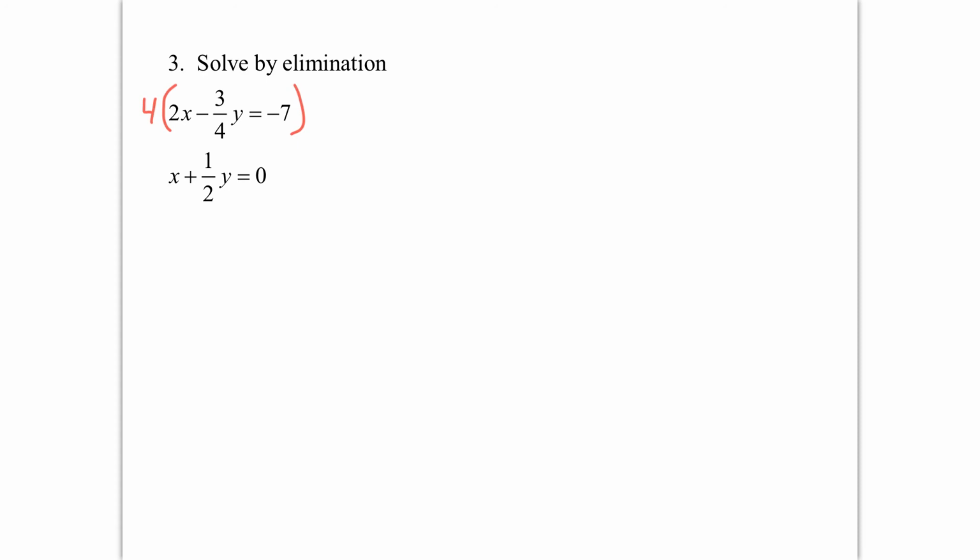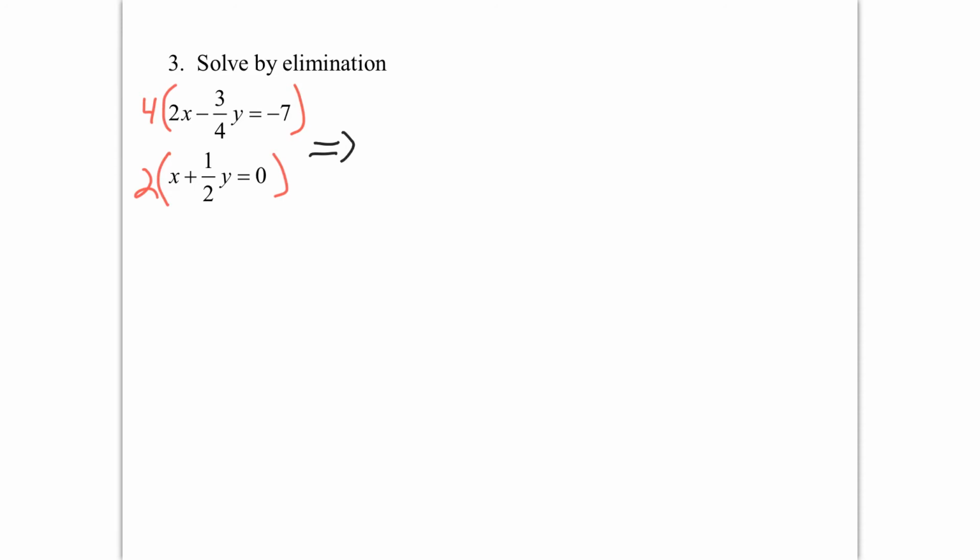And the bottom equation, we have x plus 1/2 y equals 0. Don't worry about the 0. It's just a number, it's just going to work out times 0. But we do have a denominator of 2. So I'm going to multiply the bottom by 2. And this is the first thing you do. You want to get rid of the fractions. And then you start following the steps to solve by elimination.